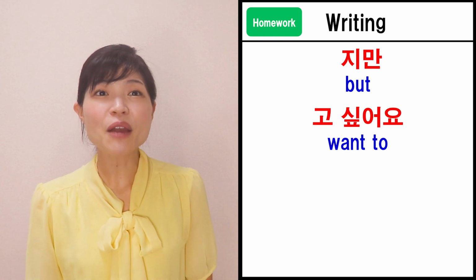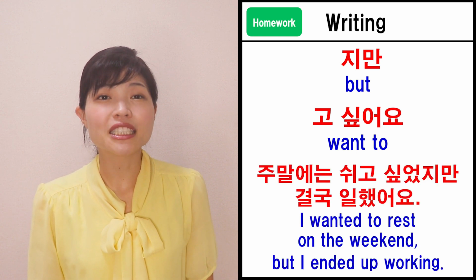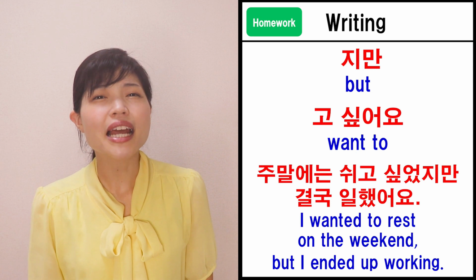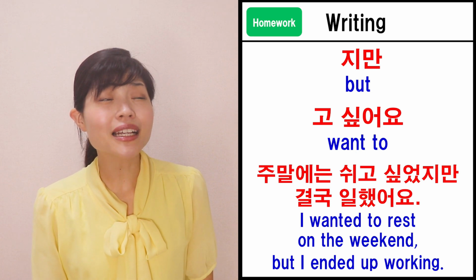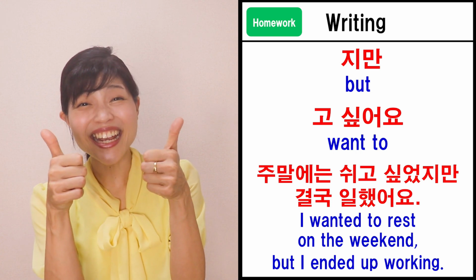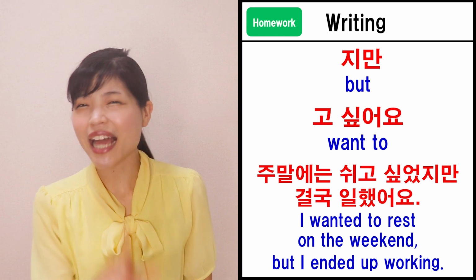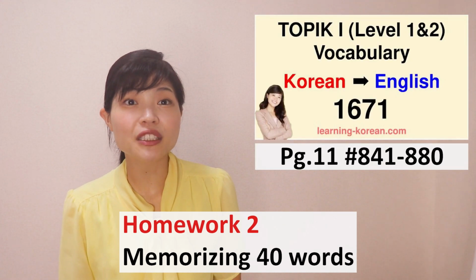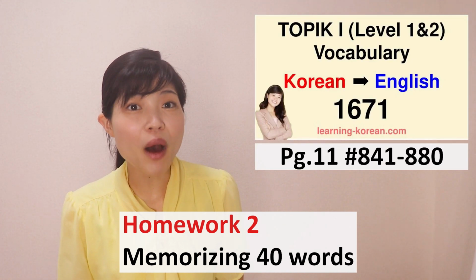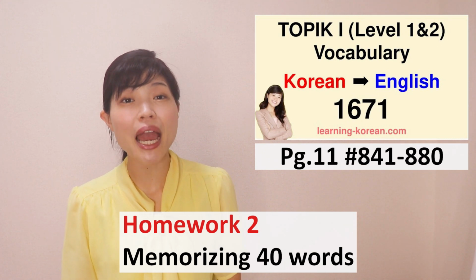For example, I would say something like 주말에는 쉬고 싶었지만 결국 일했어요. I wanted to rest on the weekend, but I ended up working. Okay? I hope you can come up with a good sentence. Don't forget to use antonyms. Okay? The second homework is to memorize the vocabulary. Please memorize 40 words from 841 to 880 on page 11 of the elementary vocabulary list.